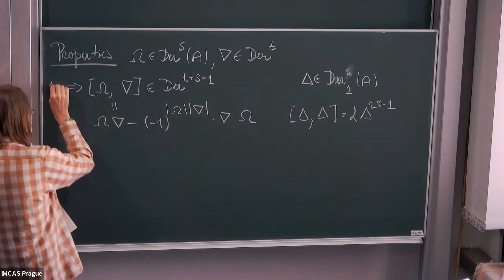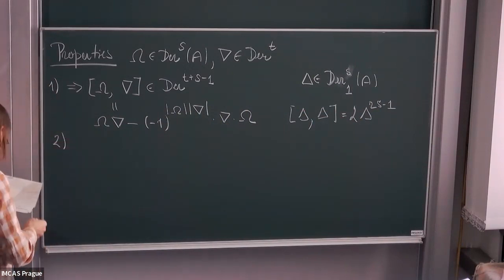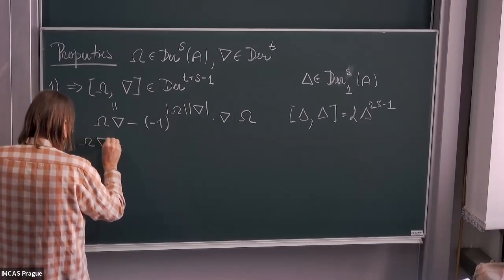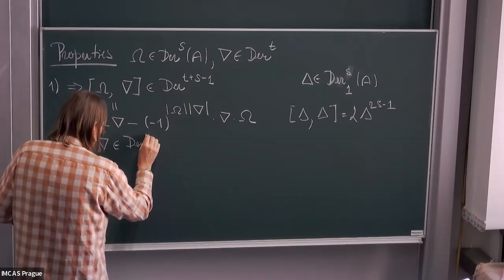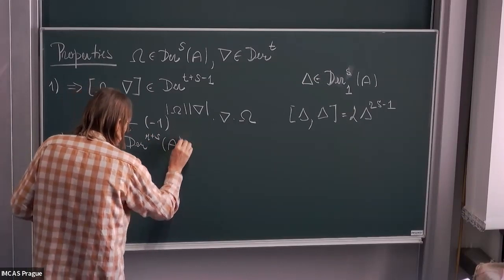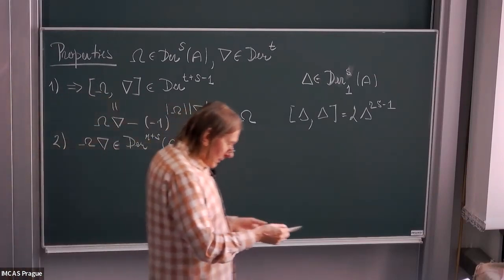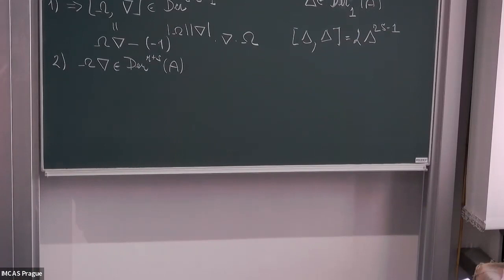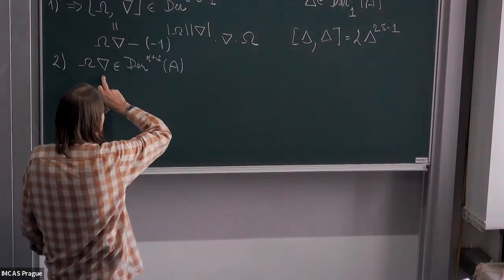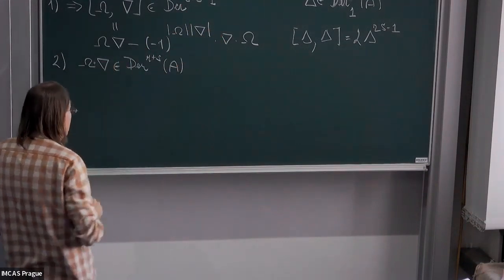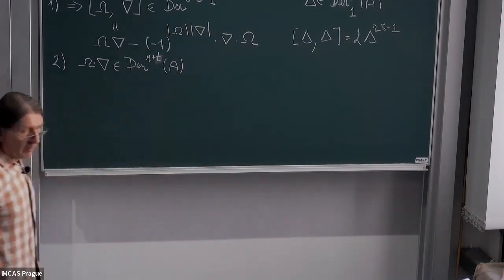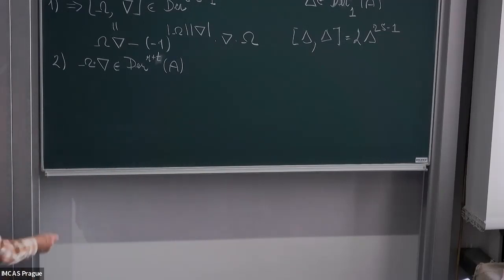So this is one property, and the second property is, well, probably not so well known, that under the same assumption, the composition of omega with nabla is a derivation of order R plus S of A. As an exercise, you may try to prove that. The last thing: the composition of two derivations. If you have a derivation of order S and another derivation of order T, the composition is of order S plus T. This is a theorem, and just an exercise.